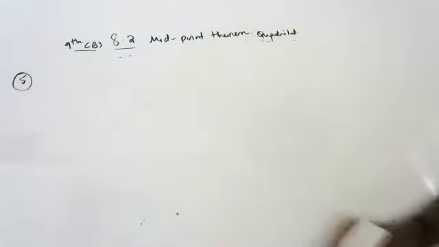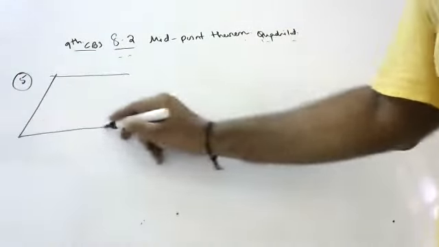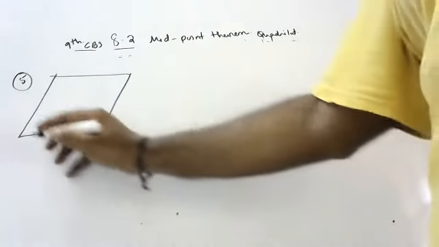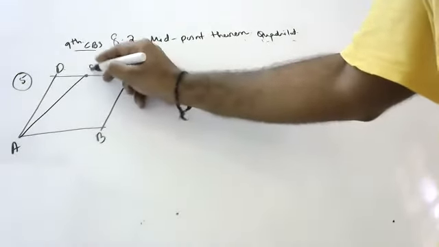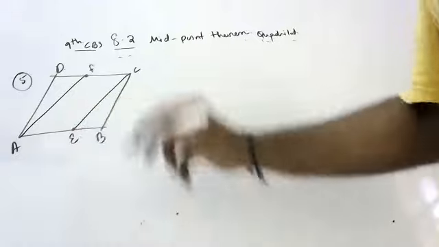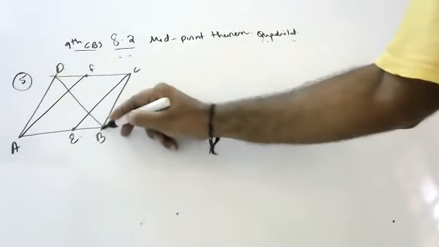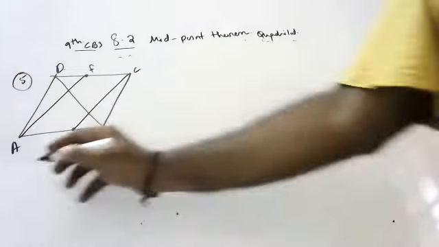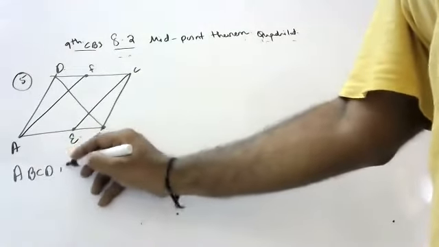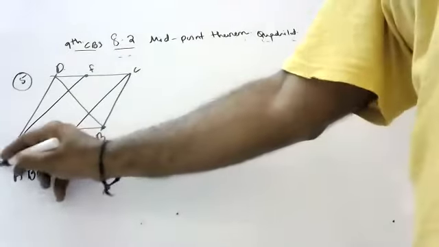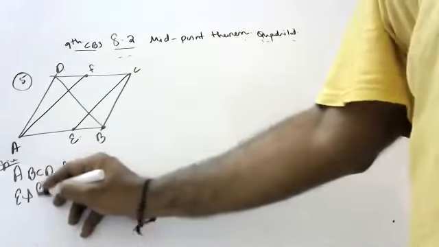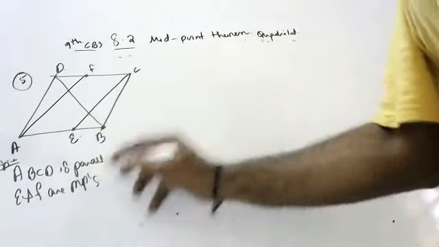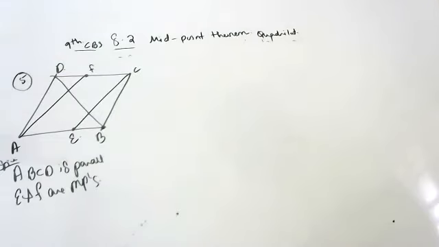Okay, children, good. So children, A, B, C, D, F, E, B. What is given means ABCD is a parallelogram. First they have given a parallelogram ABCD, and E and F are the midpoints of the sides.